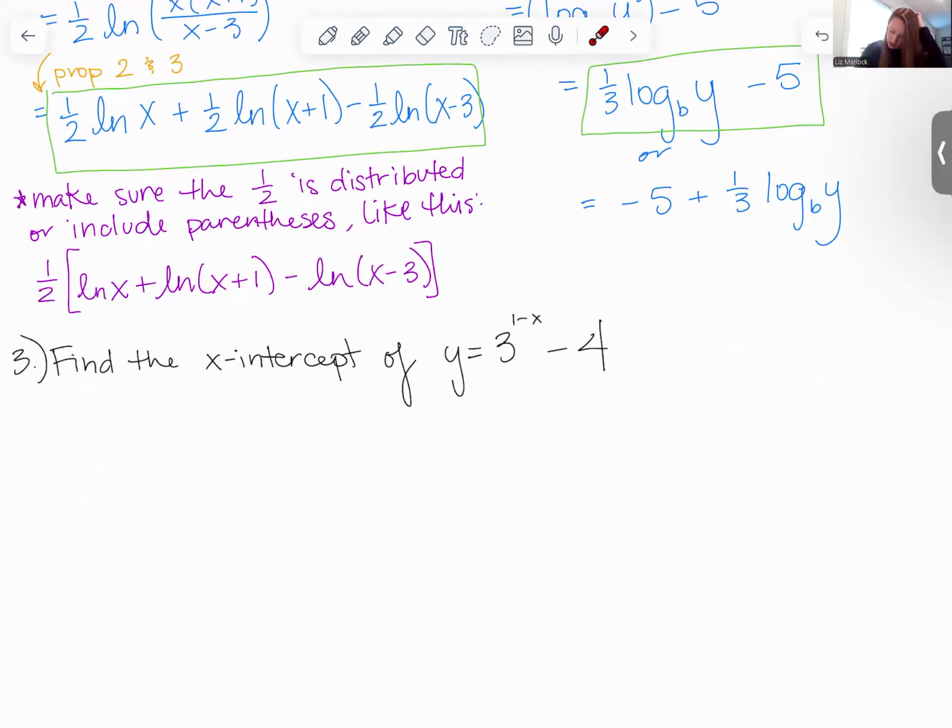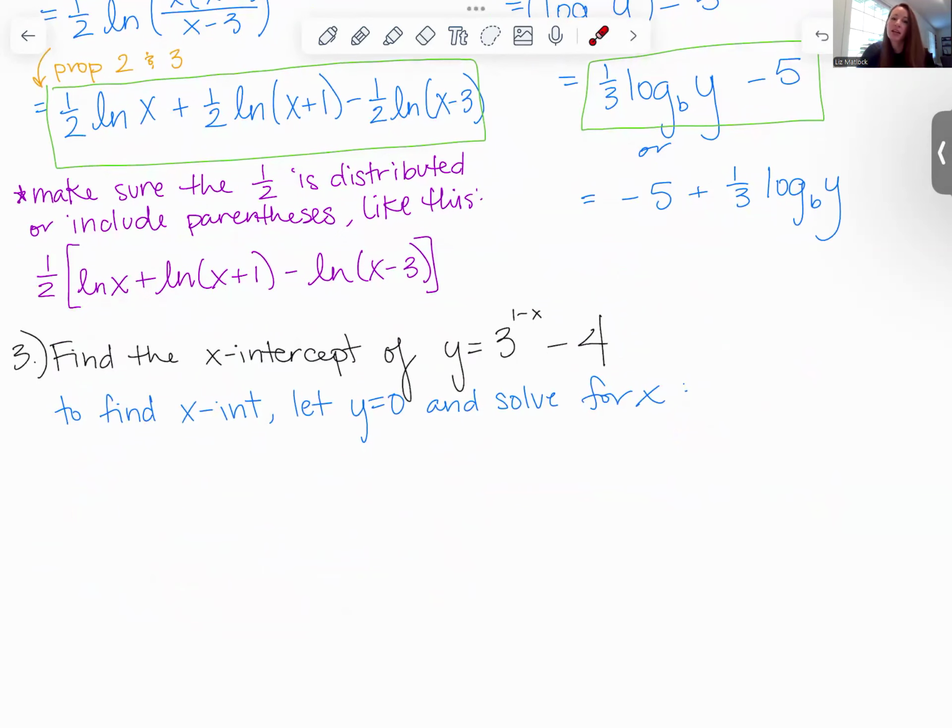So find the x-intercept of y equals 3 to the 1 minus x, minus 4. Remember, just to find x-intercepts, we let y equal 0 and solve for x.